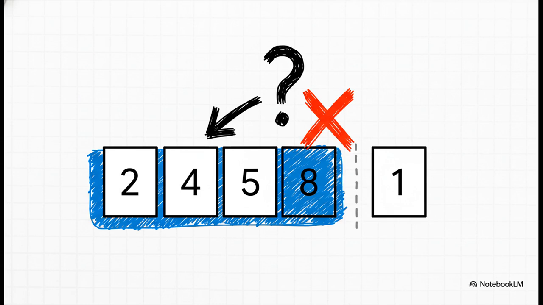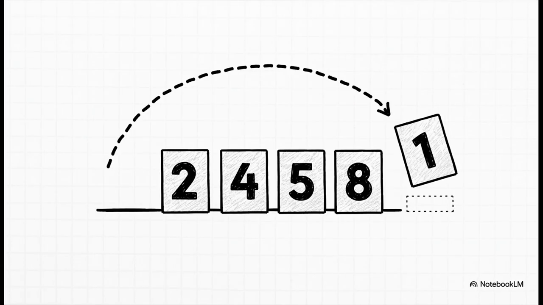Okay, next up is 8. Now, this one's interesting. We compare it to the last element of our sorted part, which is 5. Is 8 less than 5? Nope, not at all. So we don't have to do anything. It's already in the correct place, which means our sorted section just grows to include the 8. Super simple. And finally, our last number, the number 1.